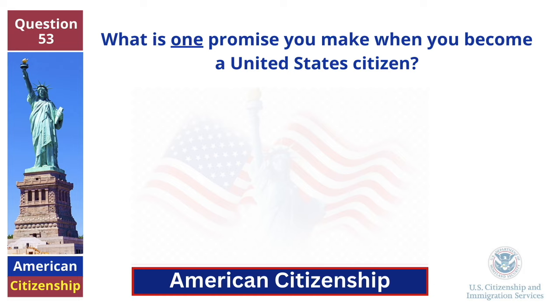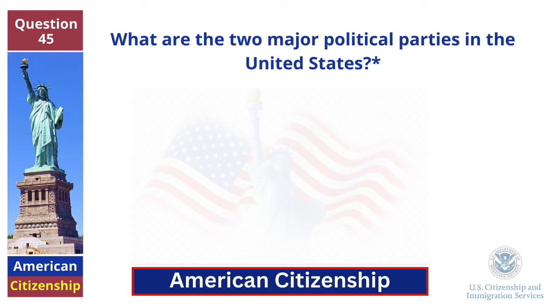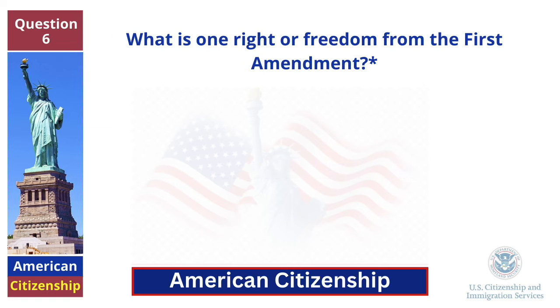What is one promise you make when you become a United States citizen? Obey the laws of the United States. What are the two major political parties in the United States? Democratic and Republican. What is one right or freedom from the First Amendment? Speech.